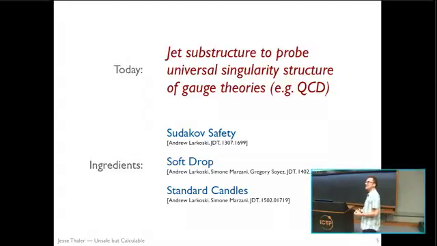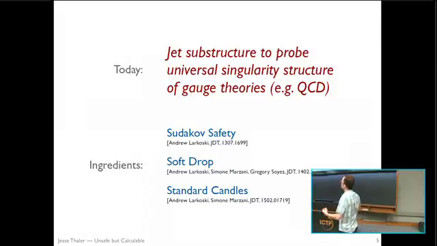The ingredients that I'm going to be using are ones that we've developed over the past 3 or so years, work with Andrew Larkoski, Simone Marzani, Gregory Soyez. And I expect no one, unless you happen to be in the jet physics world, to have ever heard these terms before. Sudakov safety, I'll explain what this is. This is a way of talking about how observables can be calculable using Sudakov form factors. Soft drop, which was a technique actually intended to mitigate pileup, multiple proton-proton collisions per bunch crossing. And then standard candles, which are very familiar in other contexts, but in a jet physics context, we don't usually think of jets as having anything standard candle-y about them.